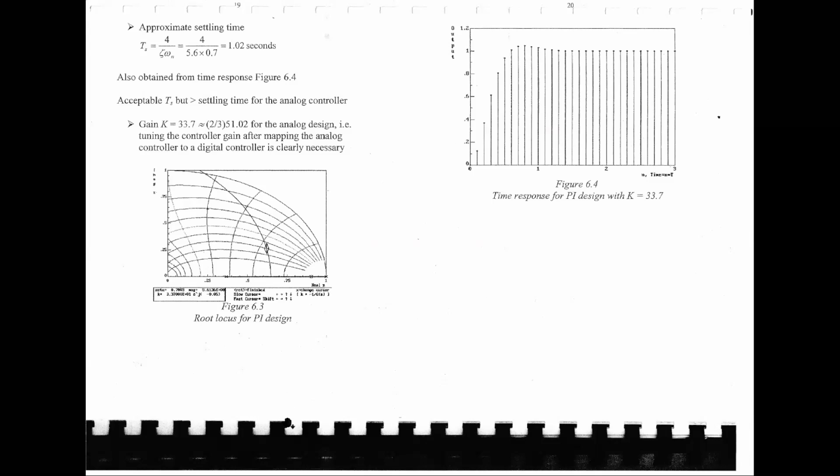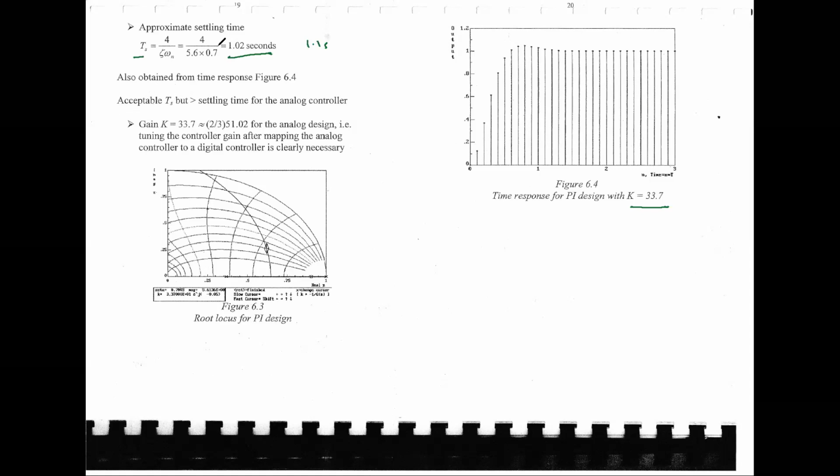For this case, settling time was 1.02 seconds. In our case, we got 1.1 seconds, but that's okay. You can also see in figure 6.3 the root locus, and in figure 6.4 the response with K as 33.7. So you can also try in your MATLAB file by choosing K as 33.7 and see the response that you get.